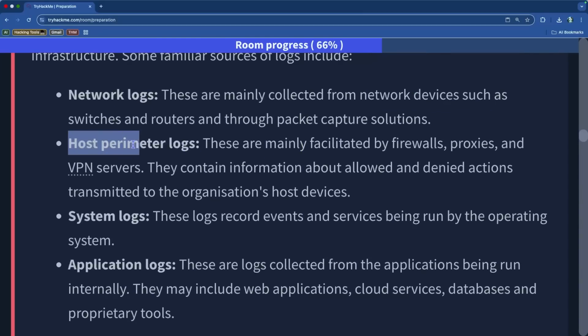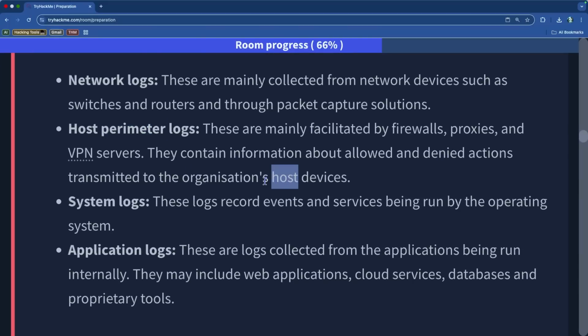And then we have host perimeter logs. These are facilitated by firewalls, proxies, and VPN servers. It's the perimeter around the hosts. They contain information about allowed and denied actions transmitted to the organization's host devices.